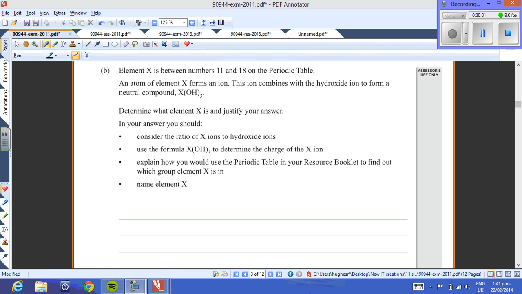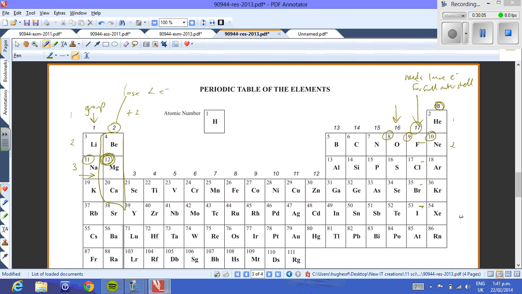So element X is between numbers 11 and 18 on the periodic table. So let's just highlight 11 and 18. Group 11 is right there, and 18 is over there. So we're focusing on this section. And remember, we only go down to row 4 with calcium. We stop at calcium right there, so you don't have to consider any of these elements. You're looking at something in this block right here.